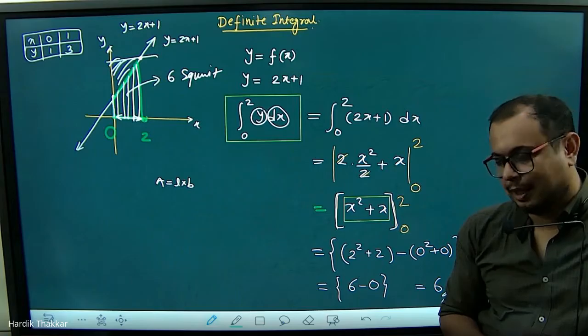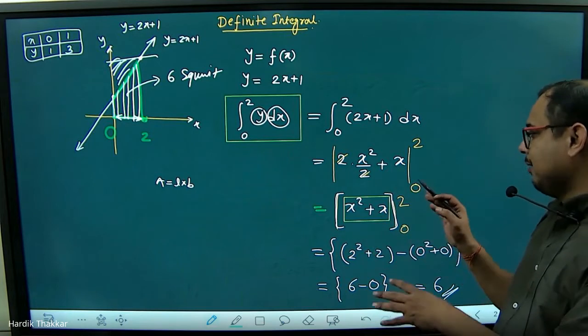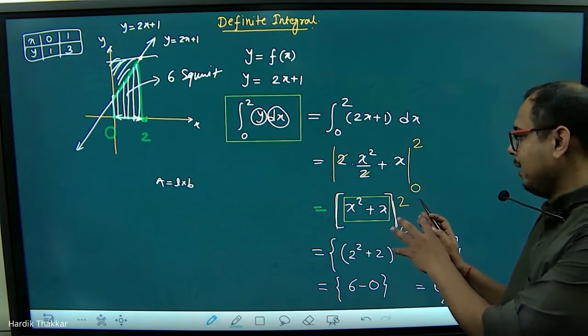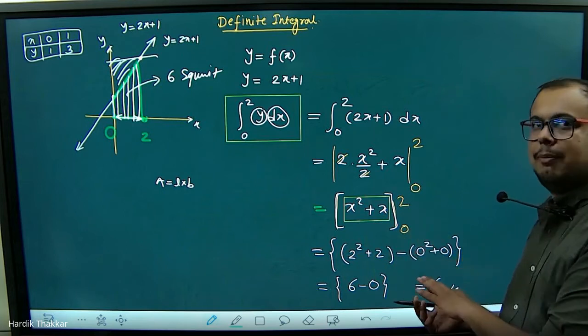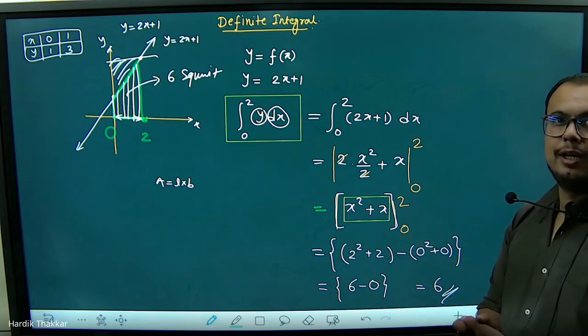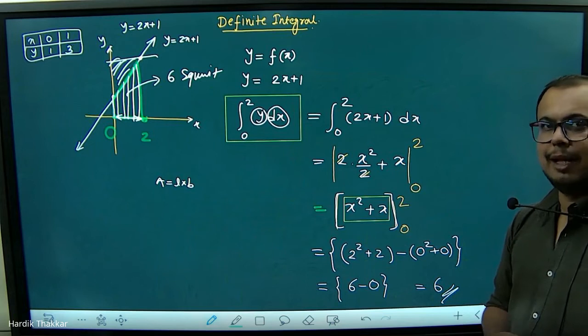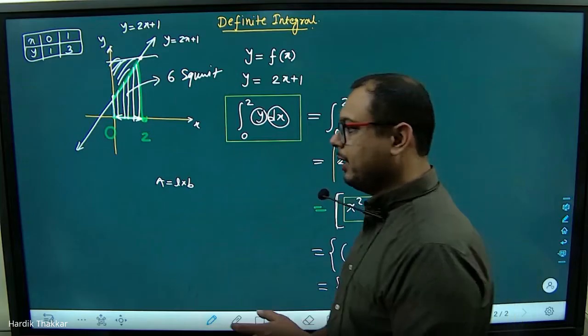Means after integrating, we have to substitute the value of x in the form of upper limit and lower limit. करेक्ट. जो भी इंटीग्रेट करने के बाद फंक्शन आया उसमें पहले अपर लिमिट पुट कर देना, फिर माइनस उसी फंक्शन में लोअर लिमिट पुट कर देना, और आपको वो टोटल डेफिनेट इंटीग्रल की वैल्यू मिल जाएगी. क्लियर है ना? Yes, sir. अभी क्वेश्चन करेंगे और क्लियर हो जाएगा.